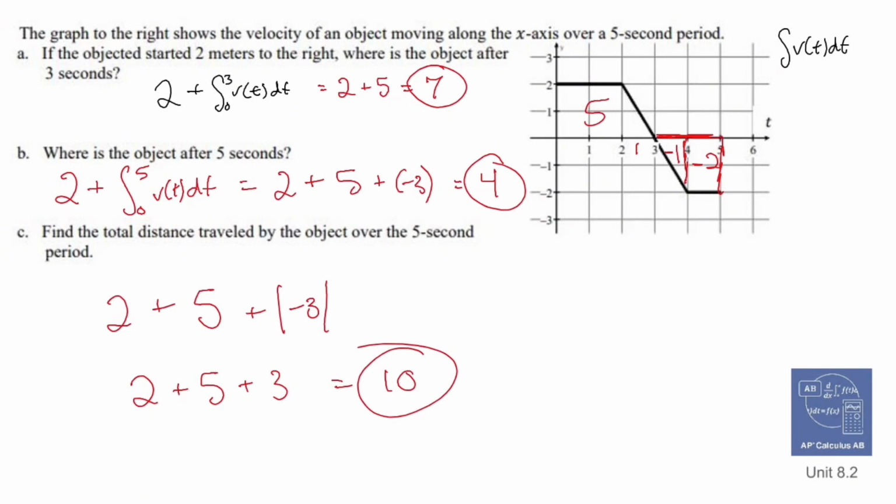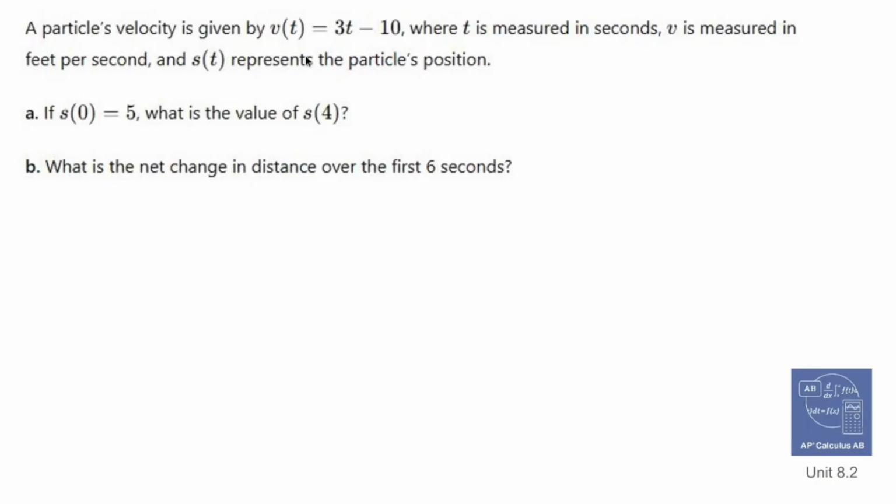It was fun. A particle's velocity is given by v of t equals 3t minus 10, where t is measured in seconds, v is measured in feet per second, and s of t represents the particle's position. So we are going to integrate v of t to get s of t, easy peasy. If s of 0 is 5, what is the value of s of 4? So this is what we have to do. We have to integrate that guy right there. Shouldn't take too long.